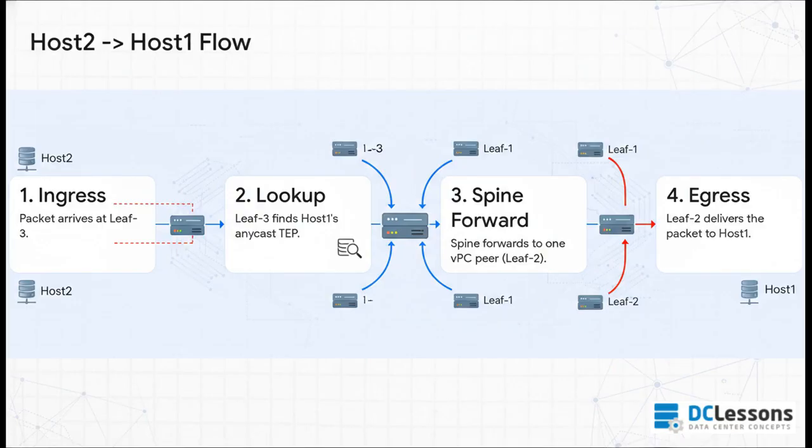Let's trace a packet, following the red arrows, from host 2 over to our VPC-attached host 1. First, the packet hits leaf 3. Leaf 3 does a lookup and sees that host 1 is reachable through that special anycast TEP of the VPC pair. It sends the packet to the spine. Now, the spine sees 2 equal paths to that anycast TEP, one to leaf 1 and one to leaf 2. It just picks one based on a hash, in this case leaf 2, which then sends the packet down its local VPC link to host 1.